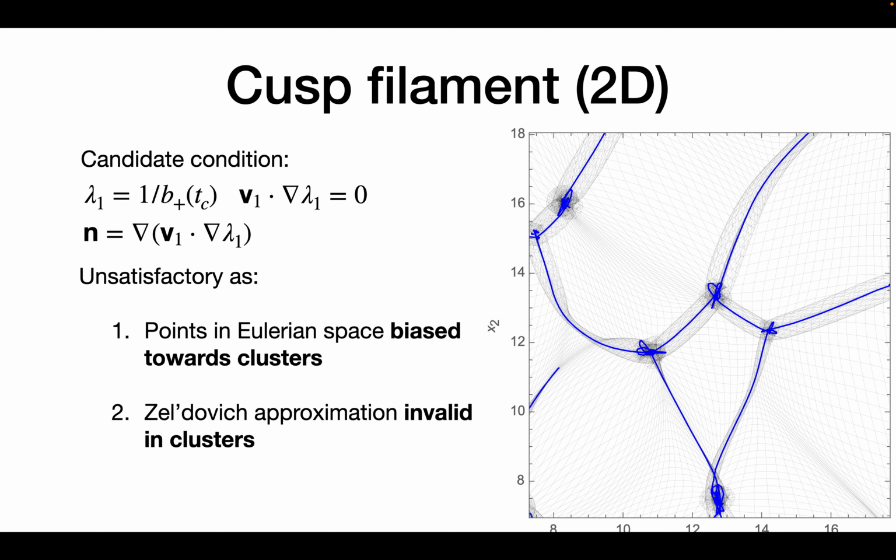The Eulerian flow to clusters biases the blue line to be in clusters. So the clusters attract the different elements of the Lagrangian skeleton. In addition, the Zeldovich approximation fails in clusters, as you can see that the blue line gets wound up. So in order to really describe the filaments, we feel like we have to go one level deeper.